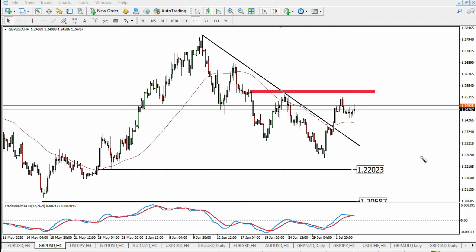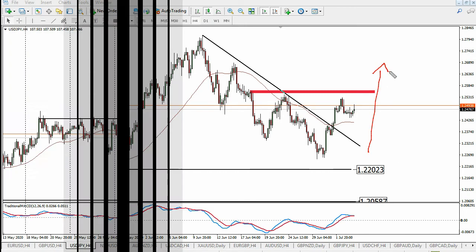So price was moving without hitting this level. I am waiting for some price action before taking some long entries. So now my overall view about the Pound USD is an upside movement.